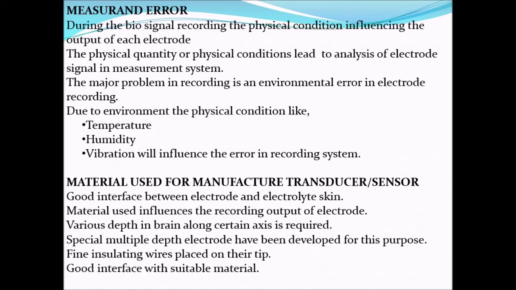Now we are going to discuss the material used for manufacturing the transducers and sensors. For good interfacing between the transducer, that is the tip of the electrode, and the cell, the material must be a good conductor. The materials usually used in this type of electrode manufacturing are silver, silver chloride, tungsten, and in a few cases gold is also utilized.